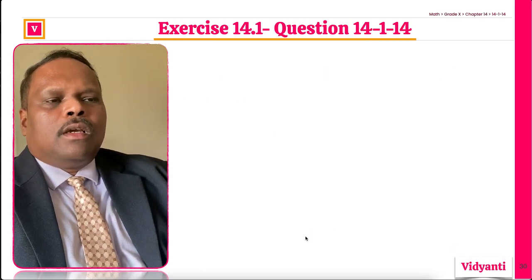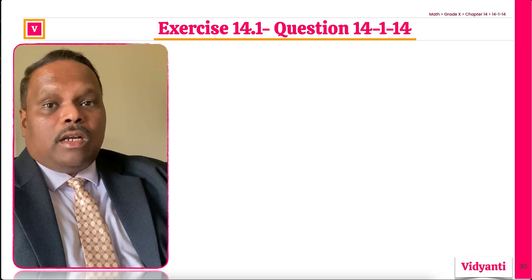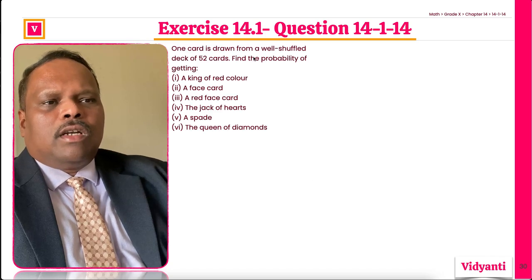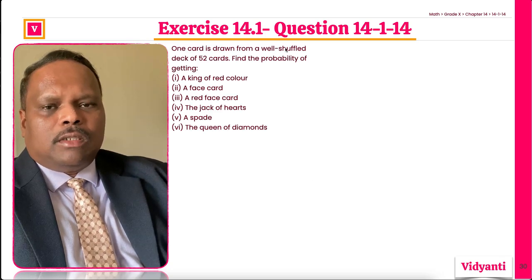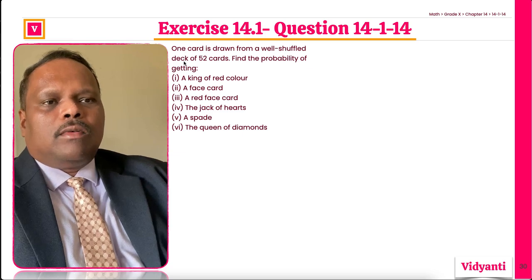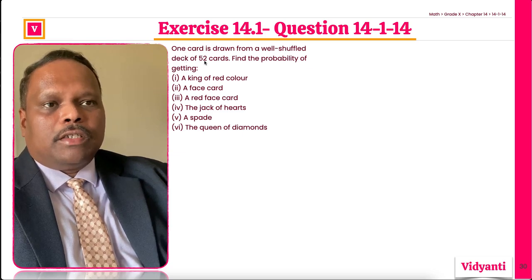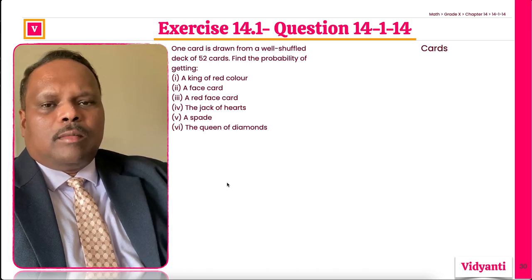So let's see a question involving cards. One card is drawn from a well shuffled, means mixed properly, deck, which is a collection of 52 cards. Find the probability of this thing. So let's quickly see the terminology of the cards.